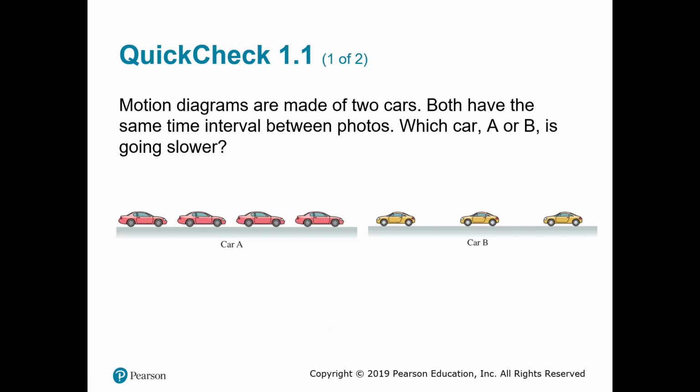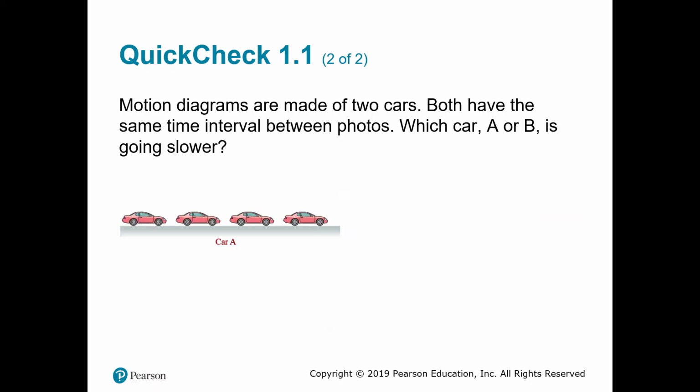So motion diagrams show two cars, right? Here, the red car is moving to the right and the yellow car is moving to the left, and both have the same time interval here, right? That means you take 4 photos of car A during 4 seconds, right? And for the second, yellow one, you take 3 photos during 2 seconds, right? So the question is, which car is going slower? Pause the video, think about it, and then let's move on to the next slide.